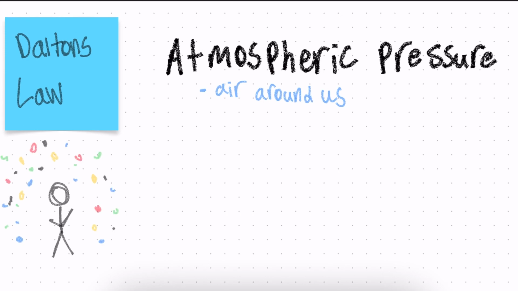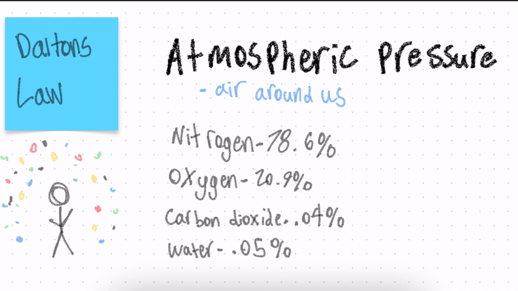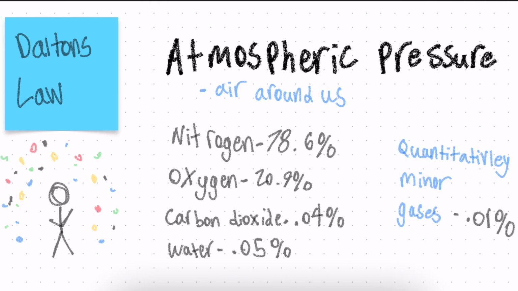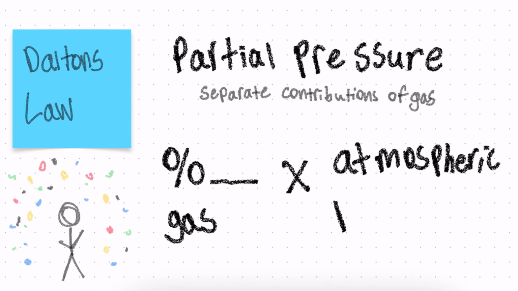The four primary gases involved in air are nitrogen, oxygen, carbon dioxide, water, and some quantitatively minor gases like methane, argon, neon, helium, and a whole bunch of other things that really just contribute to the air all around us, which I won't get into right now. So the other side to that is the partial pressure, which is the separate contributions of gas. And we have an equation for that, which is the percent of gas multiplied by the atmospheric pressure.